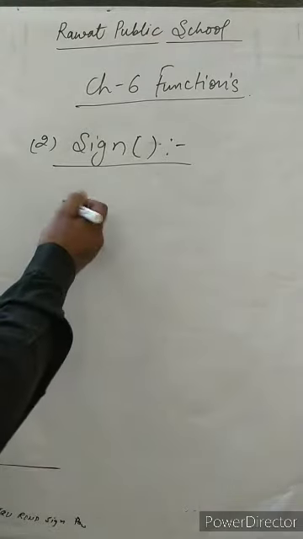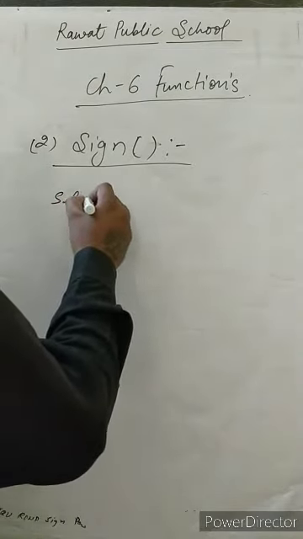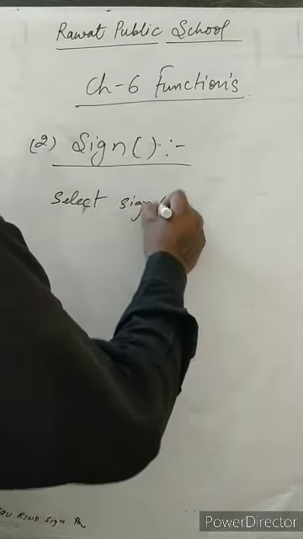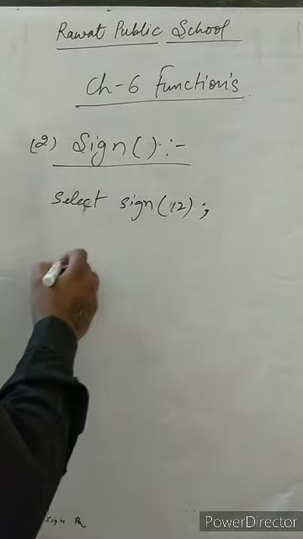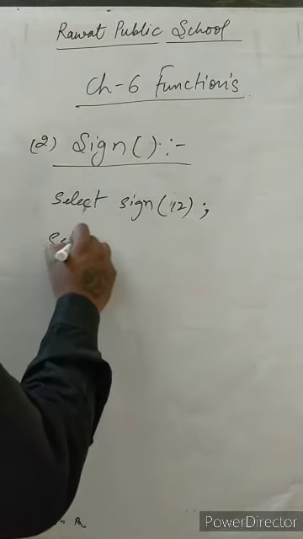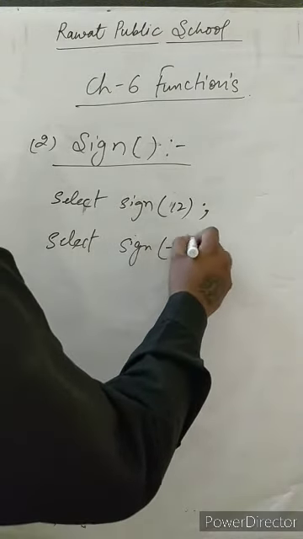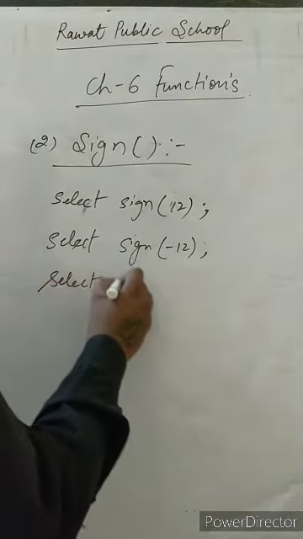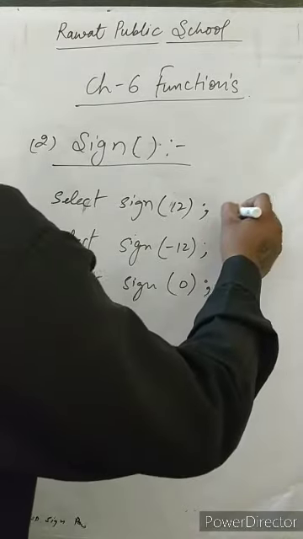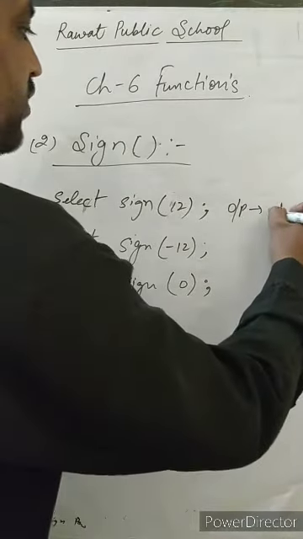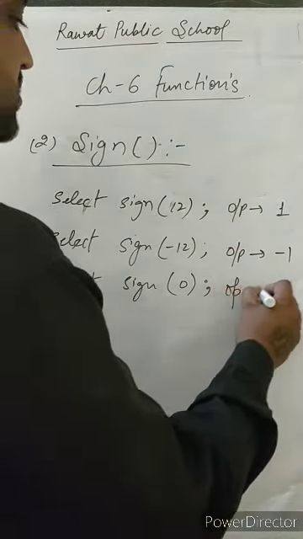So if I place three queries, select sign of 12, select sign of minus 12, and select sign of 0, then correspondingly I get the output 1 for the first query, -1 for the second query, and 0 for the third.